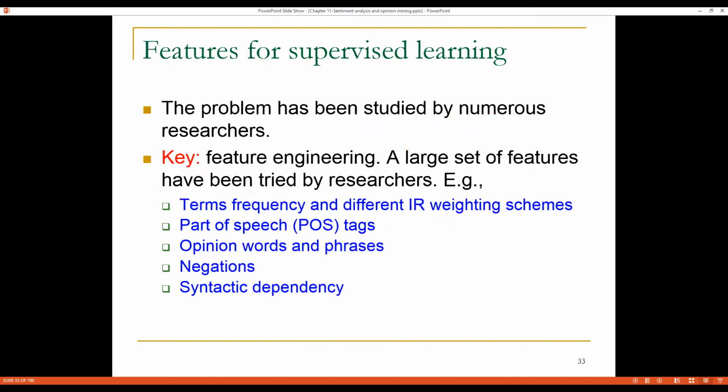Terms and their frequency. These features are individual words or word n-grams and their frequency counts. Part of speech tag, which research has shown adjectives are important indicators of opinions. Opinion words and phrases, negation, and syntactic dependency. Dependency-based features generated from parsing or dependency trees are also tried by several researchers.